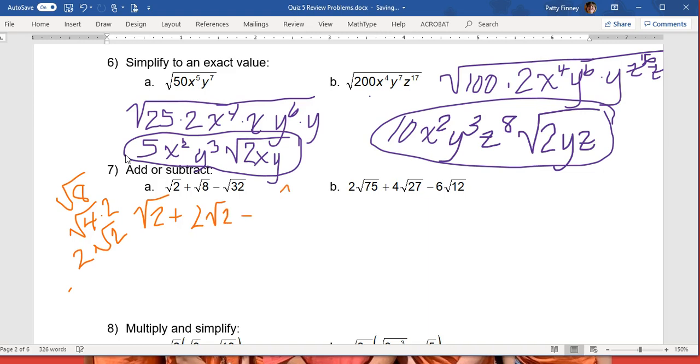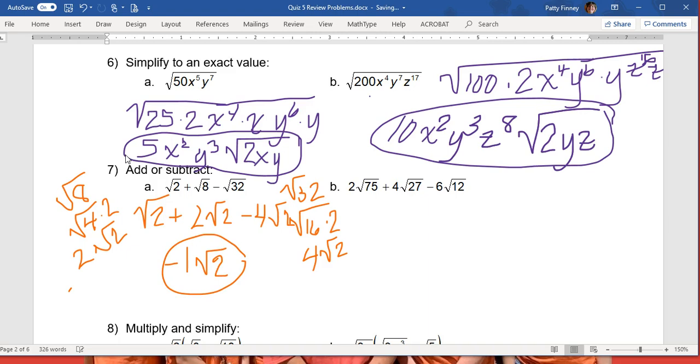Minus, then we've got the square root of 32. Well, the square root of 32 is the square root of 16 times 2, which is 4 square roots of 2. So minus 4 square roots of 2. So when we combine like terms, 1 plus 2 is 3. 3 minus 4 is negative 1, so we have negative 1 square roots of 2. And there's our answer.